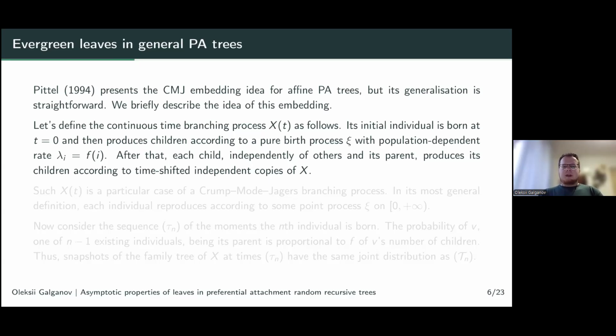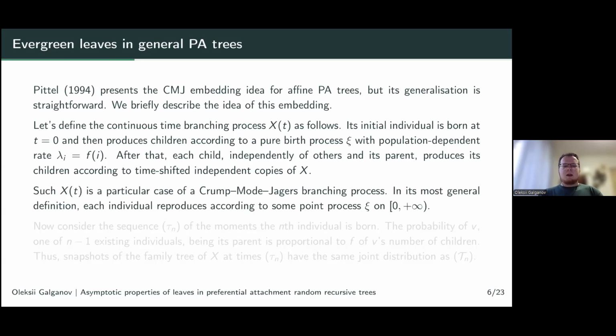After that, each child, independently of everyone else in the population and its parent, produces its own children according to a time-shifted independent copy of the same process X. Such X, as we just defined, is a particular case of general Crump-Mode-Jagers process, and in its most general definition, instead of this pure birth process ξ, we have just some arbitrary point process on the positive real line.